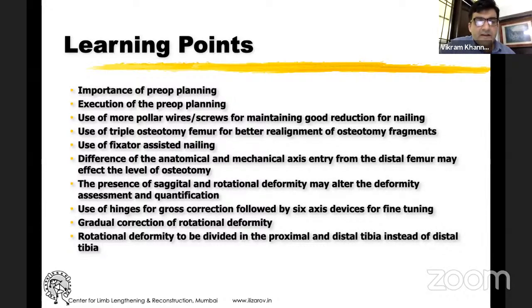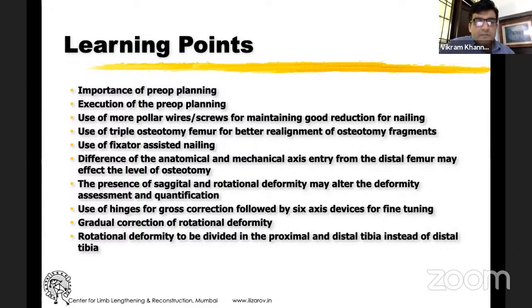Use of more Poller wires or screws for maintaining good reduction for nailing can be done, because the left side remained undercorrected a little bit. So if we would have added, instead of one Poller wire, maybe two Poller wires with a passage in between for the reaming, the guide wire and the nail insertion, that might have been a better bet for maintaining good reduction.